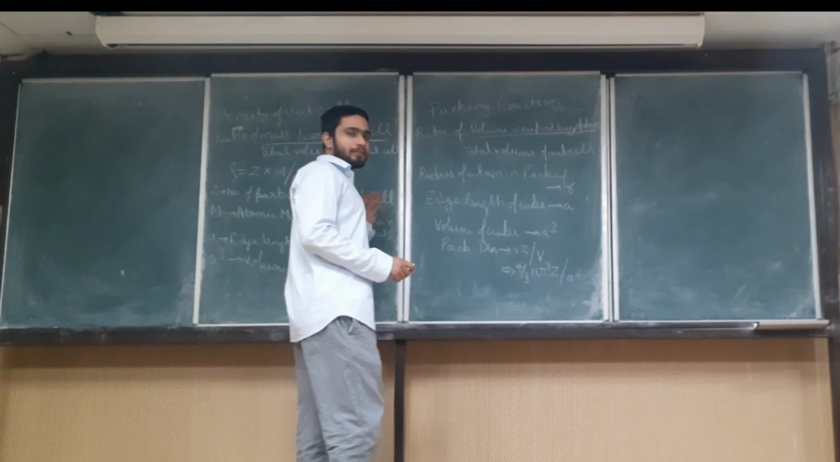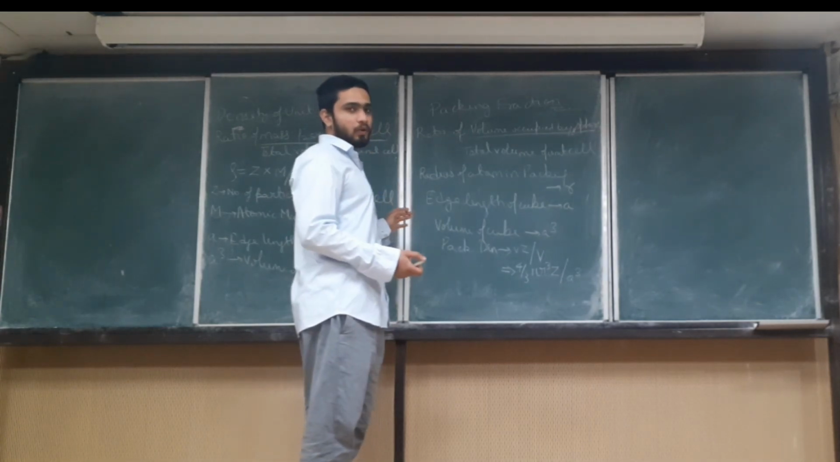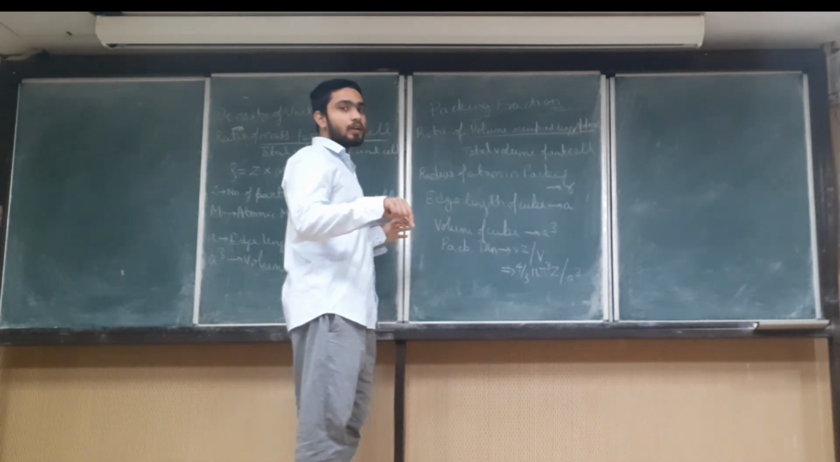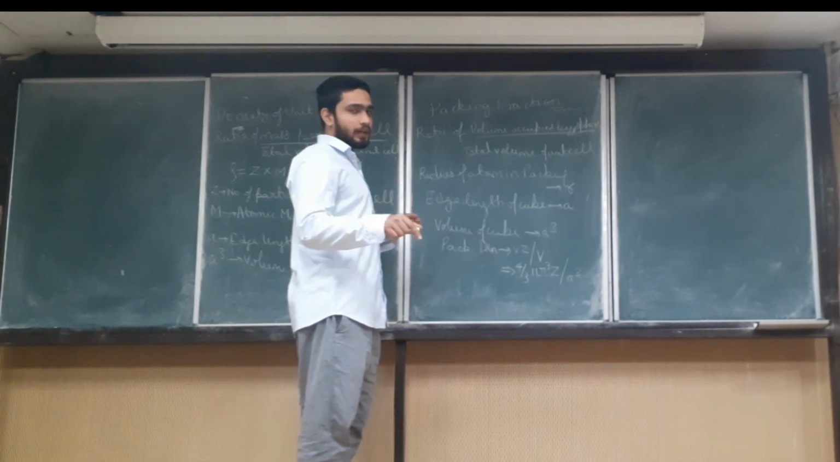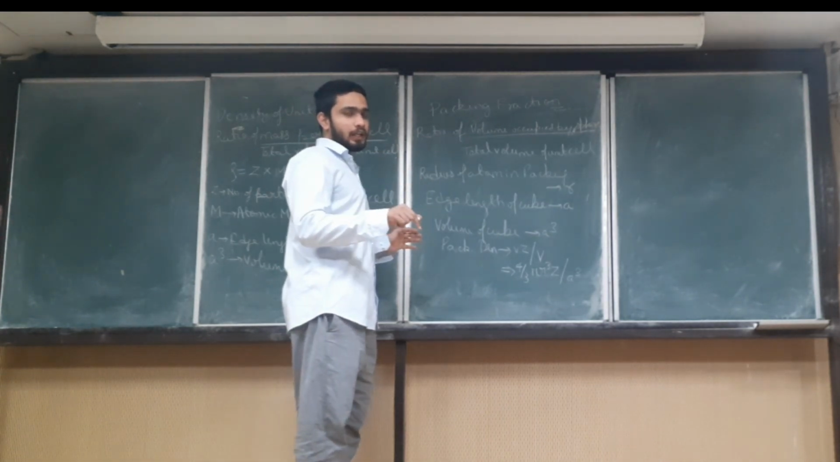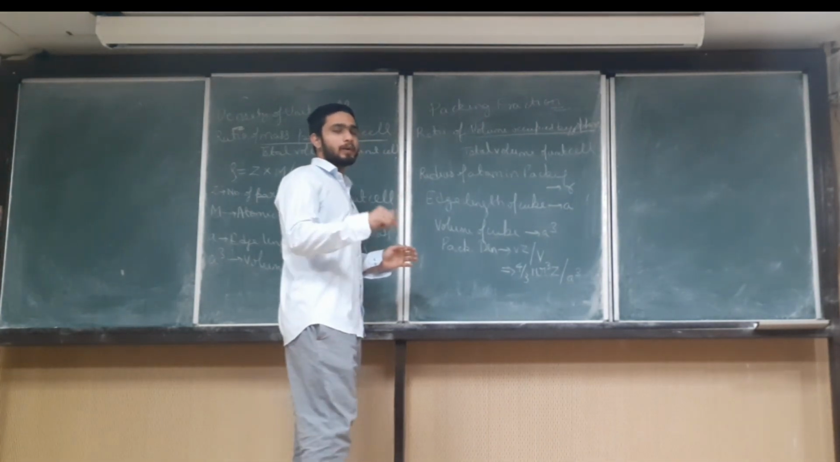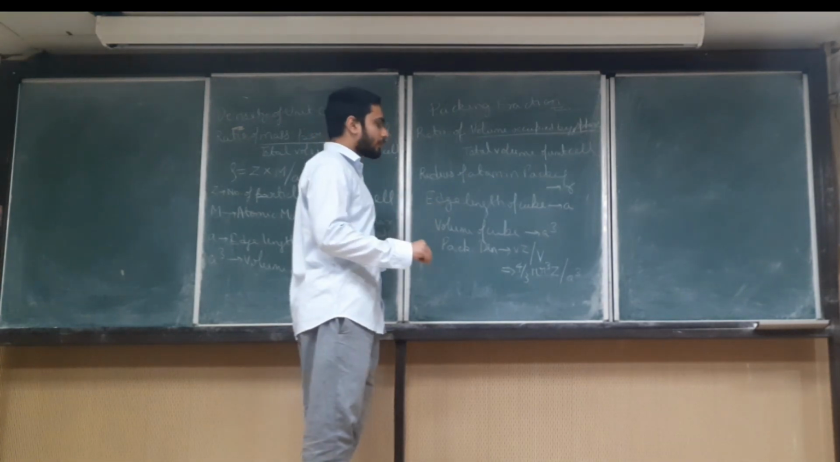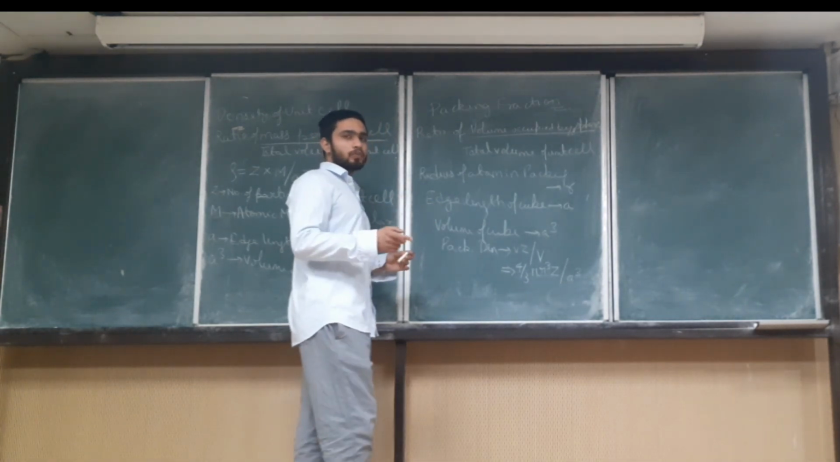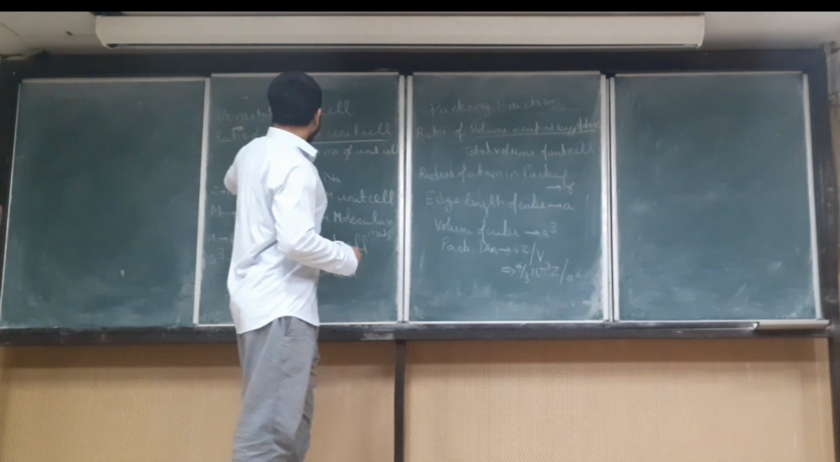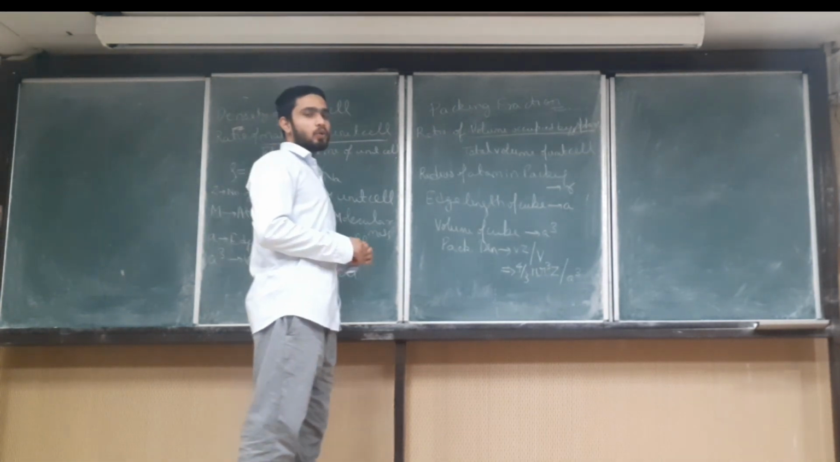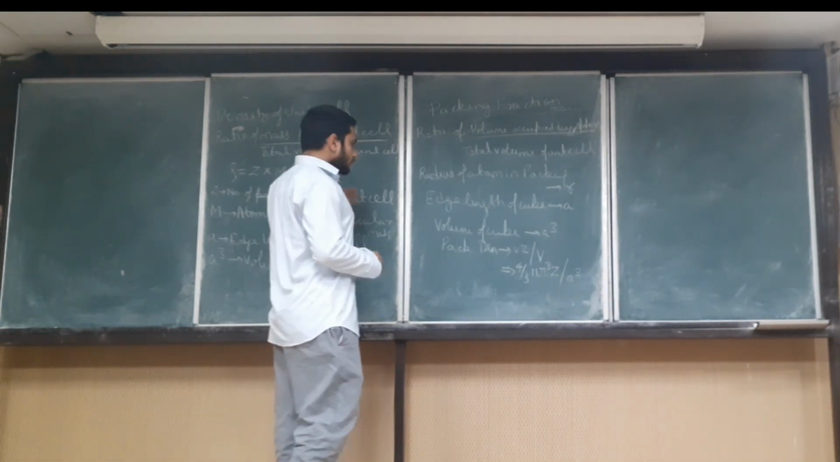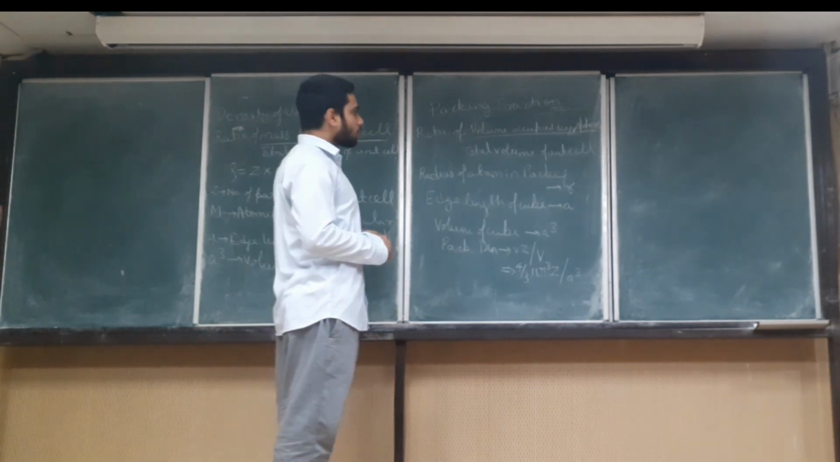We saw in the previous lecture how to find the effective number of particles: n by 8 plus n by 2 plus n by 1. n by 8 is for when the atom is arranged at the corner, n by 2 when it is on the faces, and n by 1 when it is at the center of the unit cell. So this is how we calculate the density of a particular unit cell. This is the approach we have to follow.